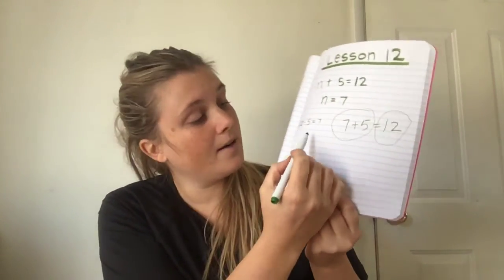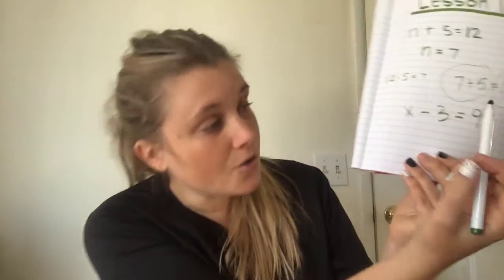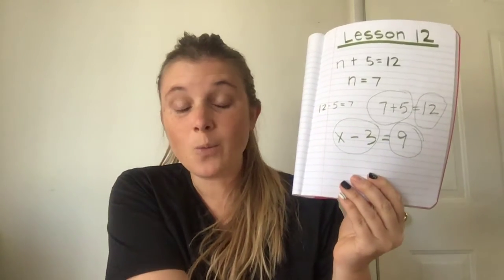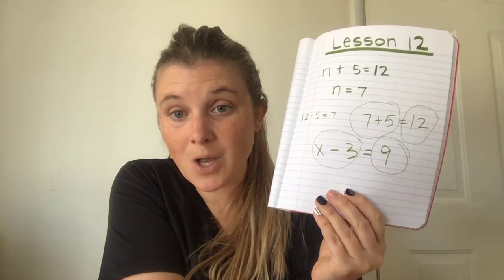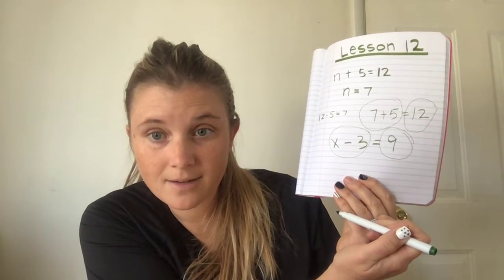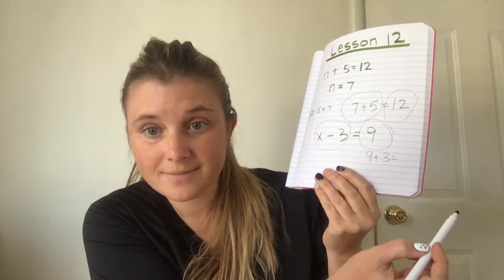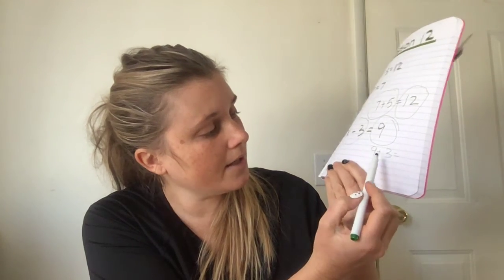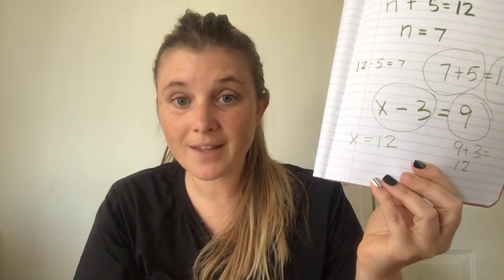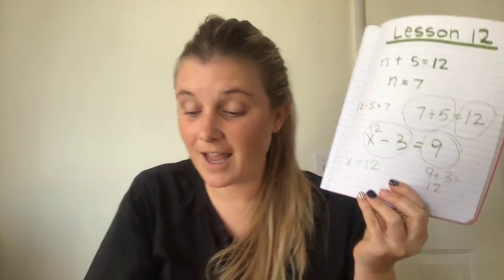Let's look at this one. X subtract 3 equals 9. We have two sides of the equal sign here, right? We've got to make them equal each other. How are we going to figure out what this is? Well, something take away 3 equals 9. So what if we add 3 to this 9? What does that equal? 12, right? So does x equal 12? Yeah, because 12 take away 3 equals 9. Okay, let's try this one.